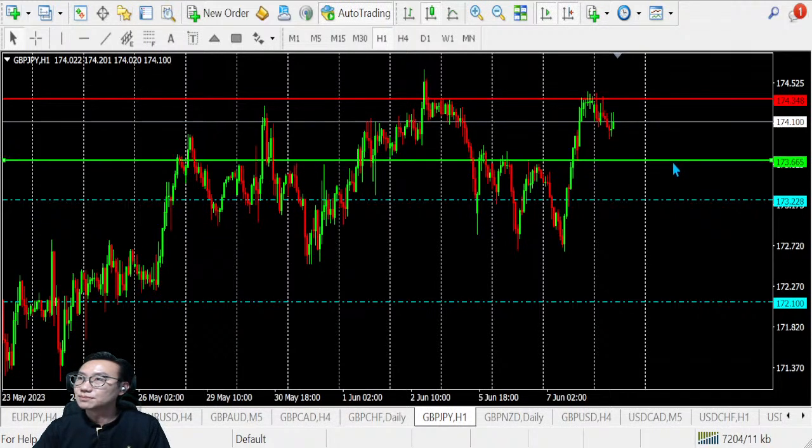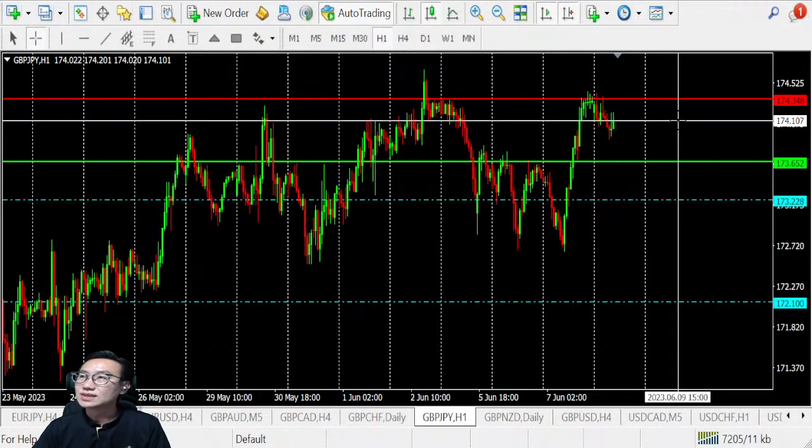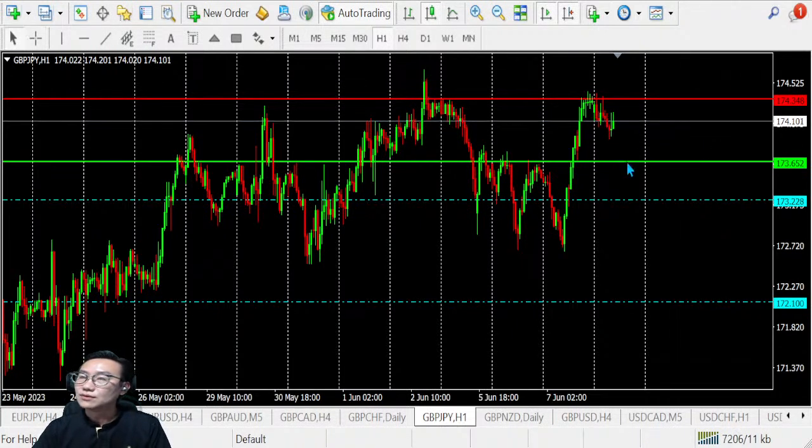Okay, so for the pound yen, we should be looking out at 173.652 to sell down for about 45 pips. Okay, all right, that's for the pound yen. But remember, pound yen, we are anti-trend trading, so we are actually going against the trend.